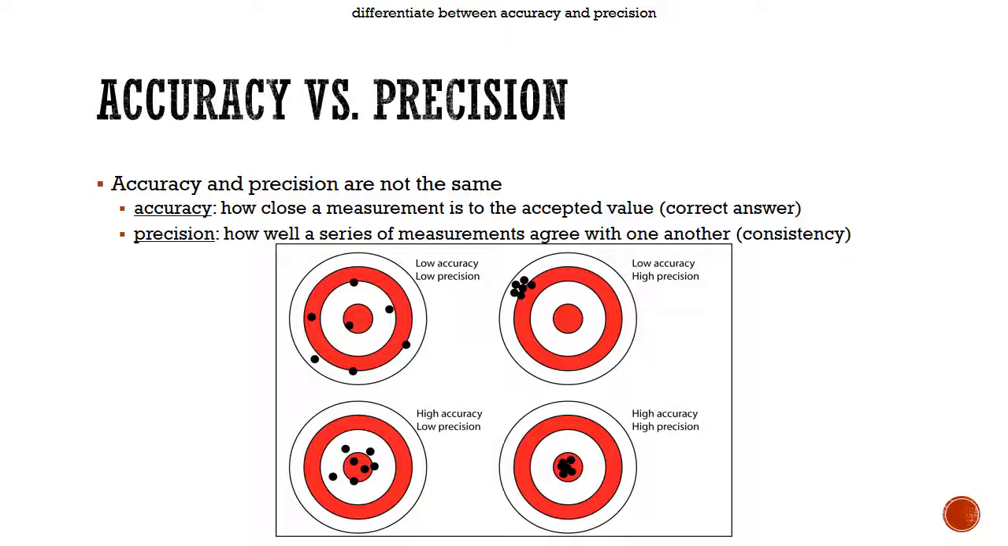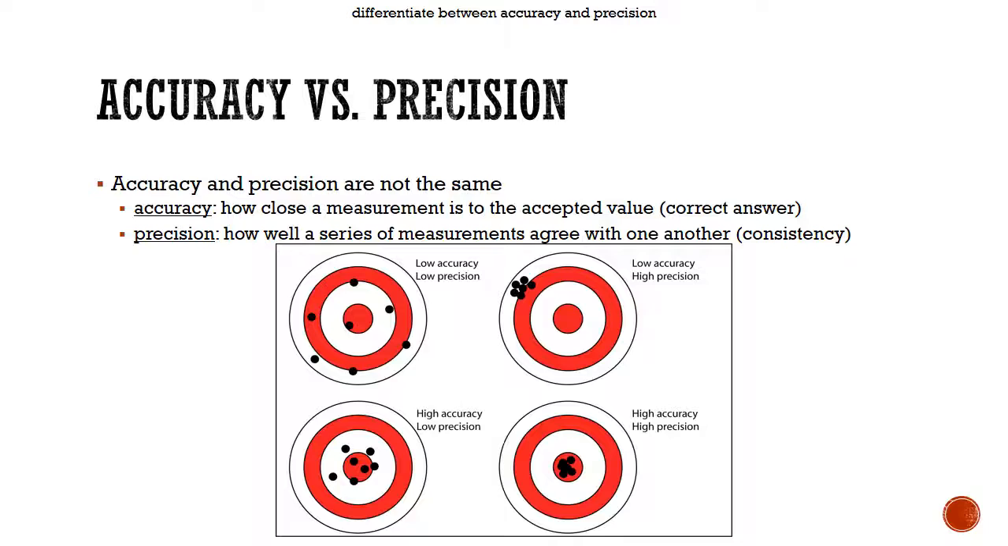In the second picture here, you can see we have very high precision. Our measurements or our shots are very close to each other, so they are precise, but they're not very close to the target, or at least the bullseye, so that would be very low accuracy. In the next example here, we have fairly high accuracy, meaning our shots are close to the bullseye, but they're not particularly close to each other. So we would say that's high accuracy but low precision.